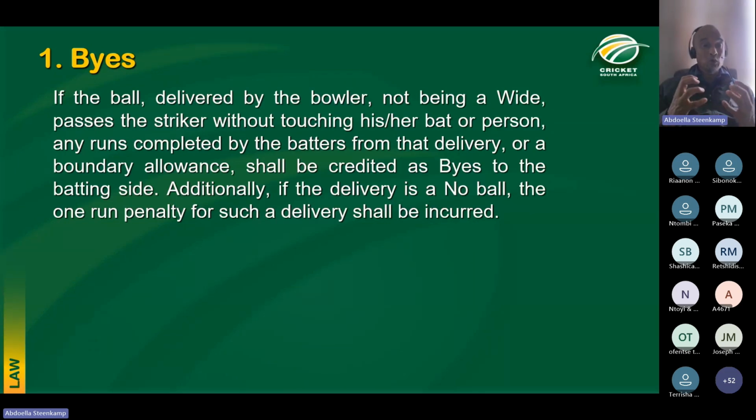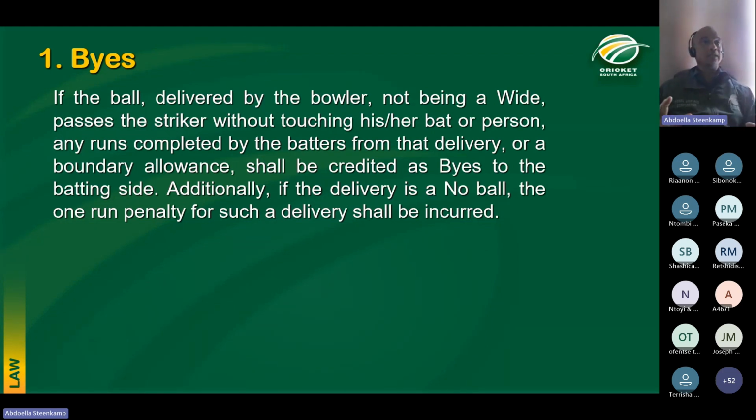And this is the only criteria, or the only question, that you need to ask yourself. The ball went past the striker, and let's say it went past the keeper. Did the ball touch the striker, bat or person? If no, and it goes past the keeper and they run, this is seen as byes according to the law. So the only question you need to ask yourself when it comes to byes: did it touch the bat or person of the striker? If no, the batters can run.